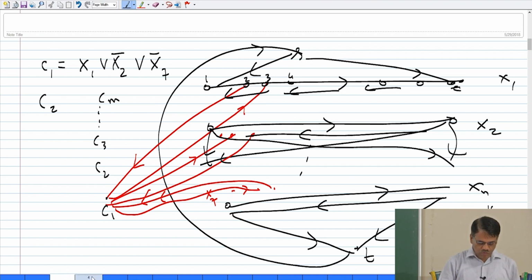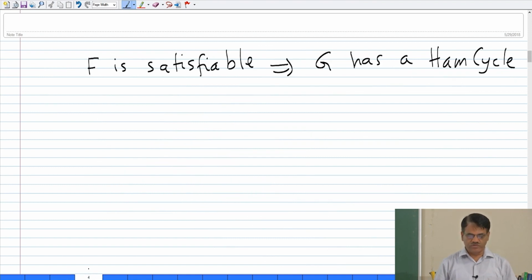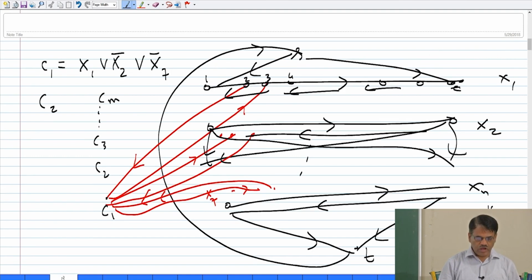So now, one direction of the proof: if f is satisfiable, what does that mean? There exists some assignment for x1, x2, ..., xn such that every clause is satisfied, right? Good. So now here is my Hamiltonian cycle. I will start from S and then what do I do? There is some assignment. That assignment tells me x1 is 1, x2 is 1, x3 is 0, x5 is 0 and so on. Somebody has given me that assignment. Now based on the assignment, I am going to give you a directed Hamiltonian cycle. So what should I do?